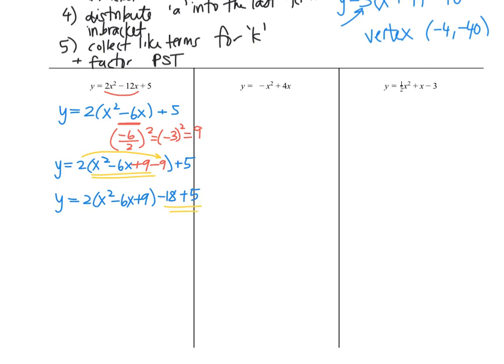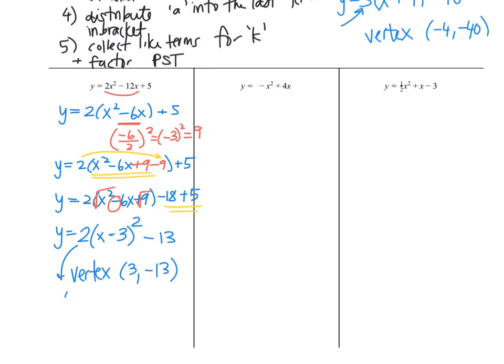Now, let's collect our like terms to get k, and let's factor the perfect square trinomial to get our bracket squared. So, the square root of x squared is x. The square root of 9 is 3. I take the sign of the middle term and it's negative, so I'm going to write x minus 3. And then don't forget this is quadratic, so our bracket has to be squared. And now we can collect our like terms at the end. Negative 18 plus 5 is negative 13. So our vertex is positive 3, negative 13.